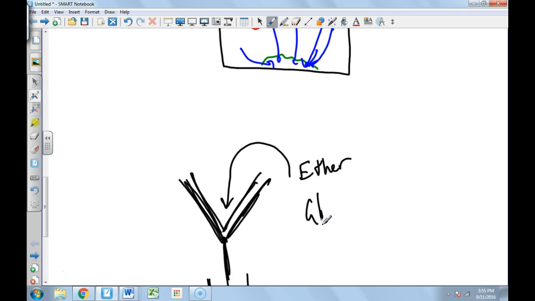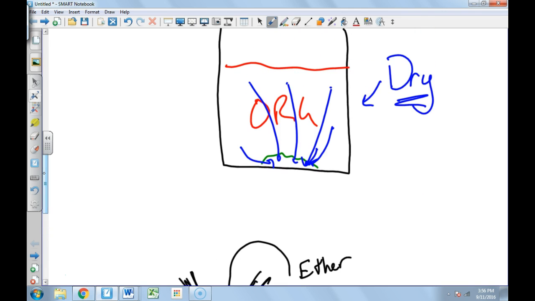Make sure the funnel is glass, okay, not plastic, because if it's a plastic funnel, plastic can sometimes be dissolved by whatever solvent you're using. So you want to make sure you use a glass funnel. And then you're going to add this into there.